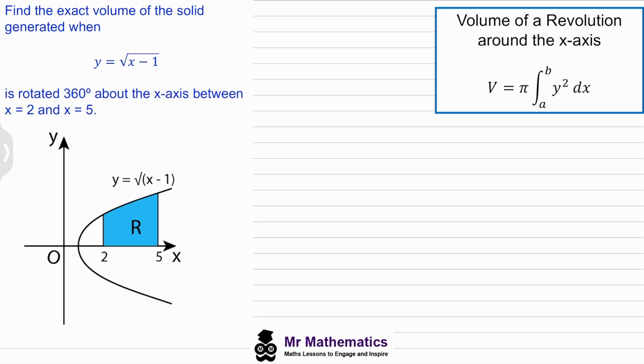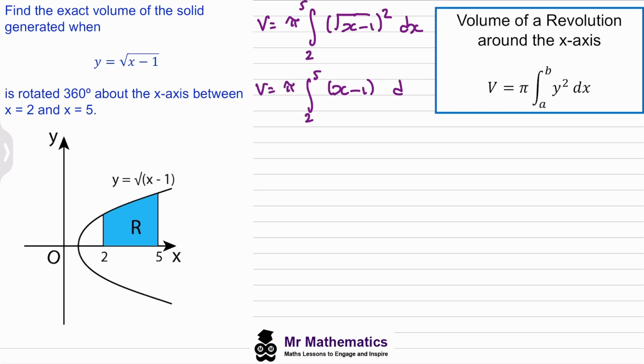So we need to begin by substituting this value of y into this y in our equation. So the volume will be pi times the integral between the limits of 2 to 5 of the square root of x minus 1 squared dx. And then you can see that this square and this square root will cancel. So we'll have the volume is pi times the integral between 2 to 5 of x minus 1 dx.